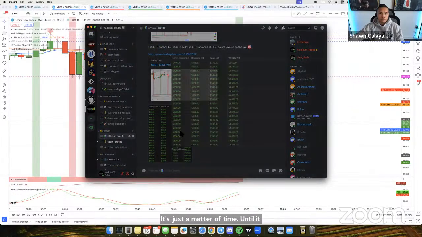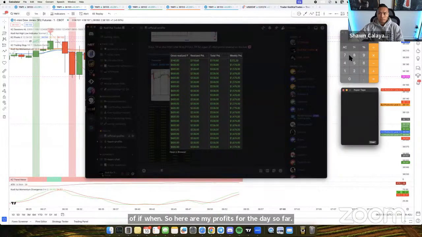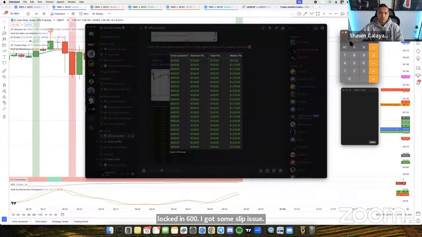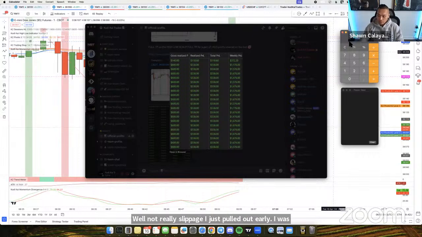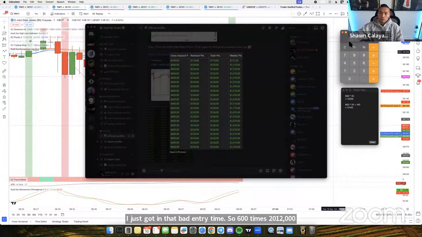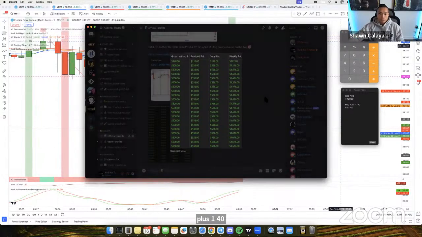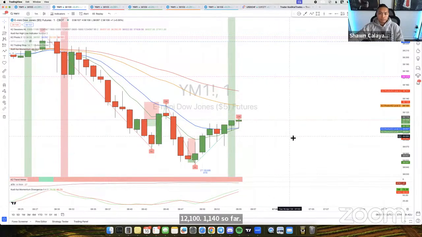So here are my profits for the day so far. I locked in 140 on my personal account, and then I locked in 600. I got some slippage here. Well, not really slippage. I just pulled out early. I was supposed to make 1,000, but I didn't want to hold on to it because it hit TP on TradingView. I just got in at a bad entry time. So 600 times 20, 12,000, plus 140. Up 12,140 so far.